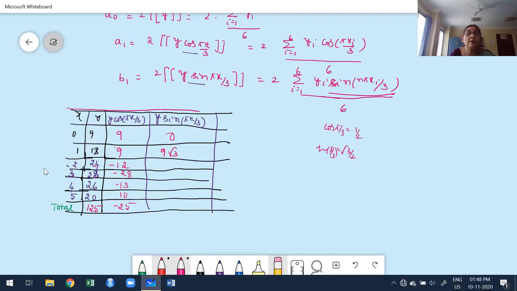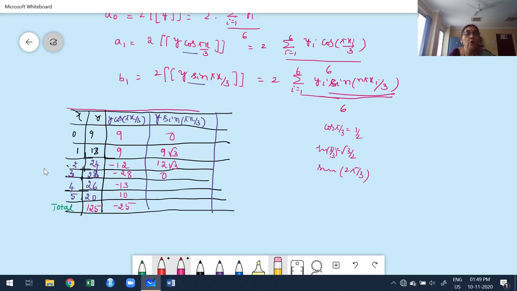9 into root 3. I have written root 3 itself because otherwise we get an infinite number of decimals. Then put 2, sine of 2 pi by 3. Sine of 2 pi by 3 is root 3 by 2 again. Root 3 by 2 into 24 gives 12 root 3. Next, put x is 3, sin pi. What is sin pi? It is 0. 0 into the corresponding y value is also 0.